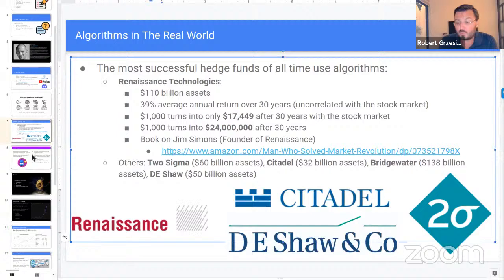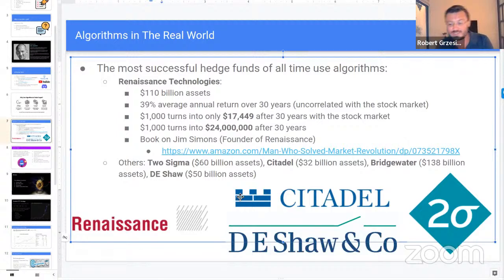That's Renaissance. That's one example. There's a lot more of these. There's Two Sigma also doing incredibly well. Last I checked, they're managing $60 billion. Citadel, these guys basically run the stock market. They do high frequency trading and all sorts of stuff. They managed 32 billion last time I checked, probably a lot more now. Bridgewater, these guys are killing it. If you've ever heard of Ray Dalio, Bridgewater is very big in this kind of stuff. They use a lot of technology and data science to figure out what's going on.